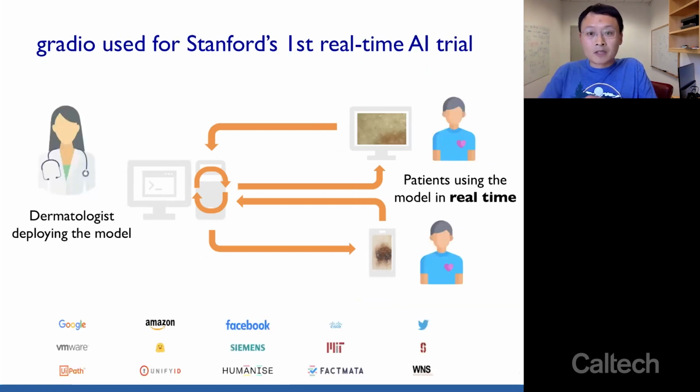So Gradio supports a lot of different interfaces. It can work with image data, text data, video, tabular data, right? It's all open source and it's already used by over 10,000 machine learning teams and developers, including ones from industry as well as from other universities. And actually, we're using this also to run some of the first real-time AI trials here at Stanford Hospital, testing some of our dermatology algorithms.